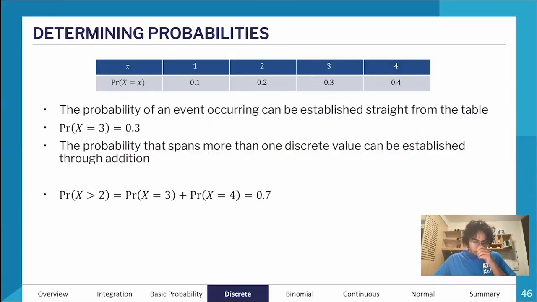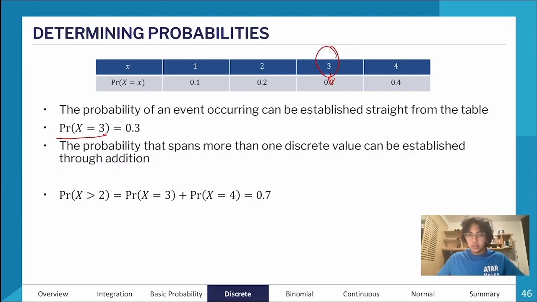Okay, how can we use this to determine probability, right? Because that's what we want to know. That's how we want to answer these questions. So we can determine it straight from the table. If I read off the table and I look for the probability of x equal to 3, you just look at that. That tells me it's 0.3. There we go. That's my answer.